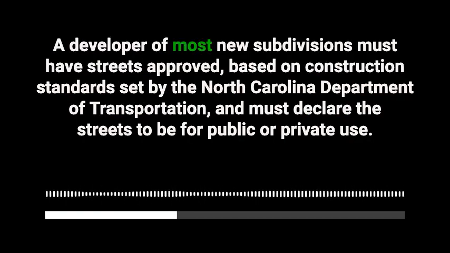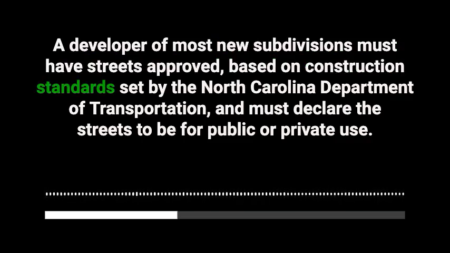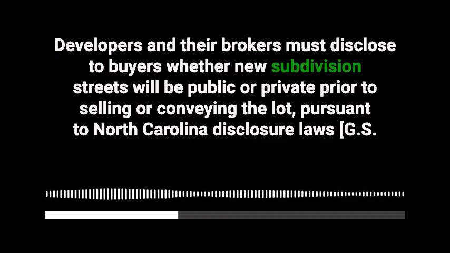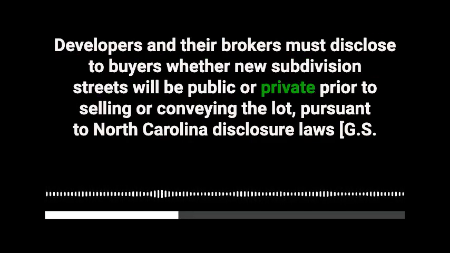Subdivision Streets Disclosure Law. A developer of most new subdivisions must have streets approved, based on construction standards set by the North Carolina Department of Transportation, and must declare the streets to be for public or private use. Developers and their brokers must disclose to buyers whether new subdivision streets will be public or private prior to selling or conveying the lot, pursuant to North Carolina disclosure laws.